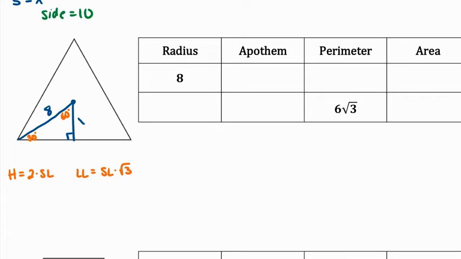I'm just going to call them x and y. That way I know which ones I'm solving for. Remember, your short leg is across from the 30-degree angle. So x is the short leg. Y would be my long leg. So I can do the hypotenuse, which is 8, is equal to 2 times x, which means our x has to be 4. And then long leg is y, and we now know our short leg is 4, so it's 4 times radical 3. X was our apothem, so our apothem is 4.